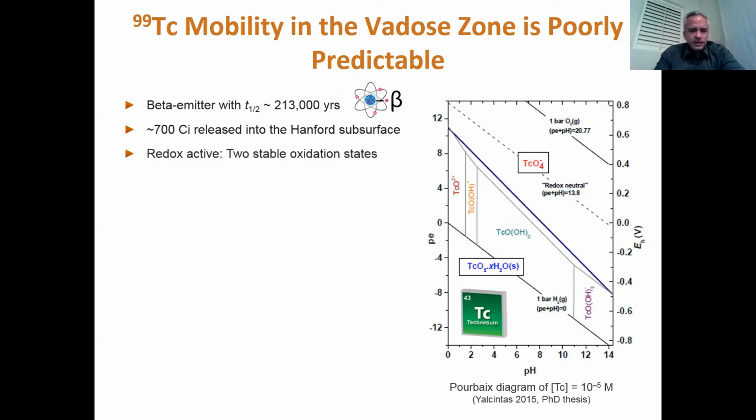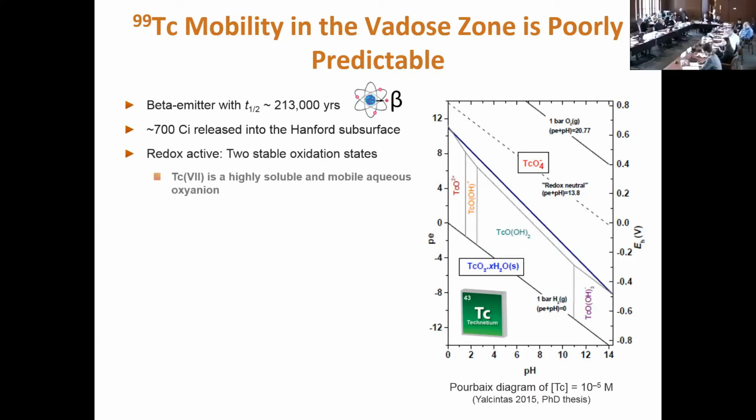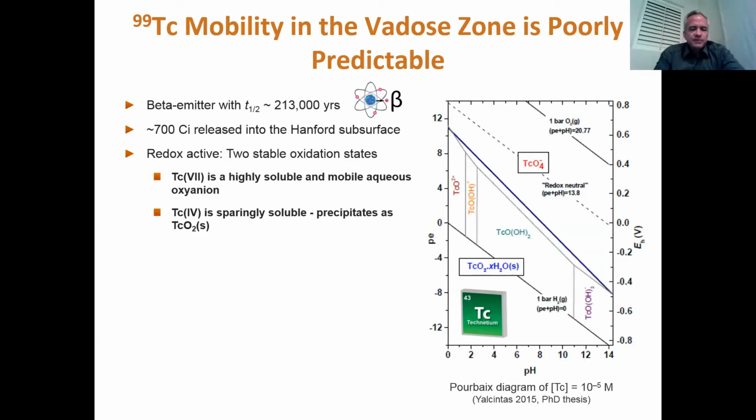Like the uranium case that Peter talked about, it has two major oxidation states that really dictate its aqueous solubility. In an oxic environment, it's technetium 7+, which is the oxyanion I mentioned that is highly soluble and mobile. If you can get it into a reducing environment, it will convert to technetium 4+, and it will drop out as TcO2, which is sparingly soluble.